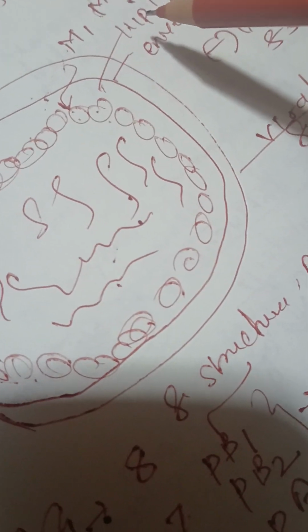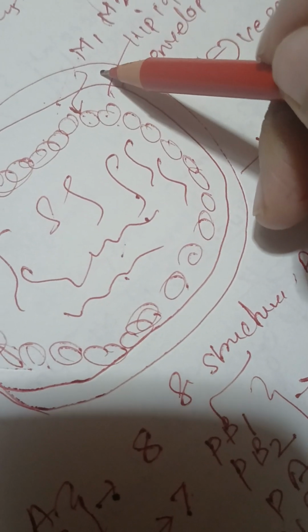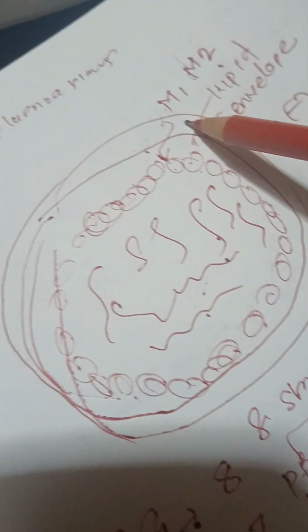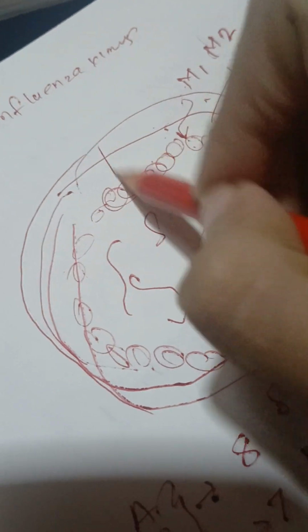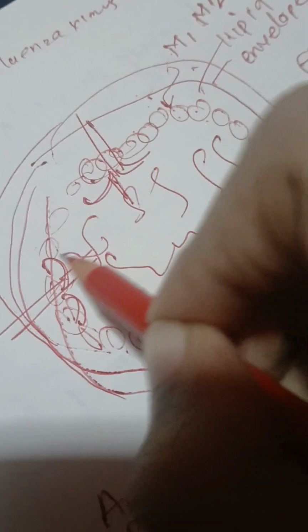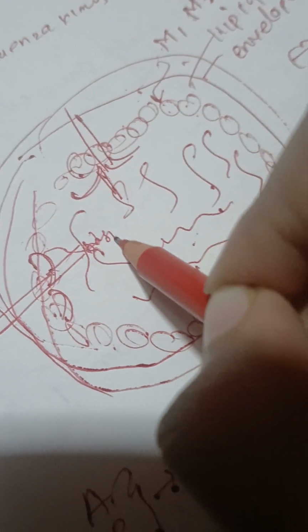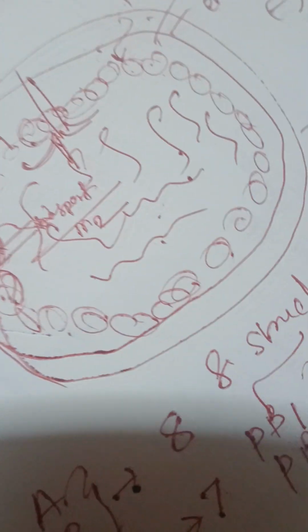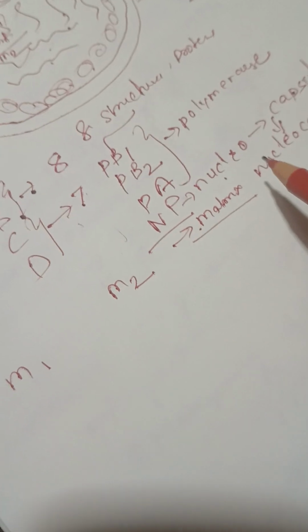And next is M2, and this M2 is responsible for forming ion channels in the envelope, which helps in transport of molecules. Such ion channels are formed like this. I'll show. Yes. So these ion channels form, which helps in transport of molecules. For the transport of molecules, M2 is there, and this matrix protein is M1. So by now you have got to know about 6 proteins.